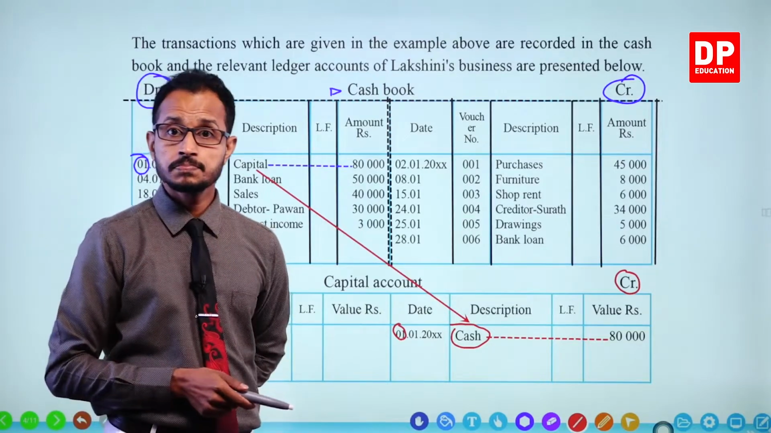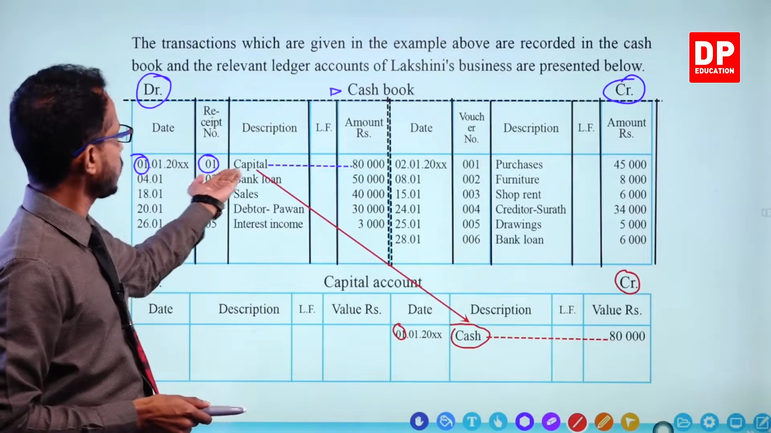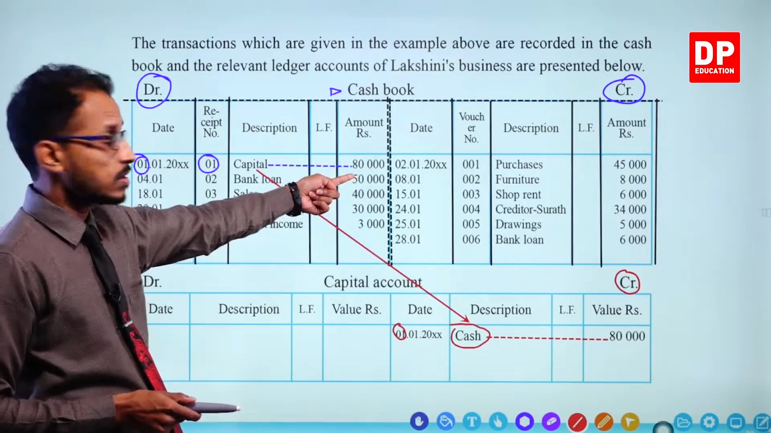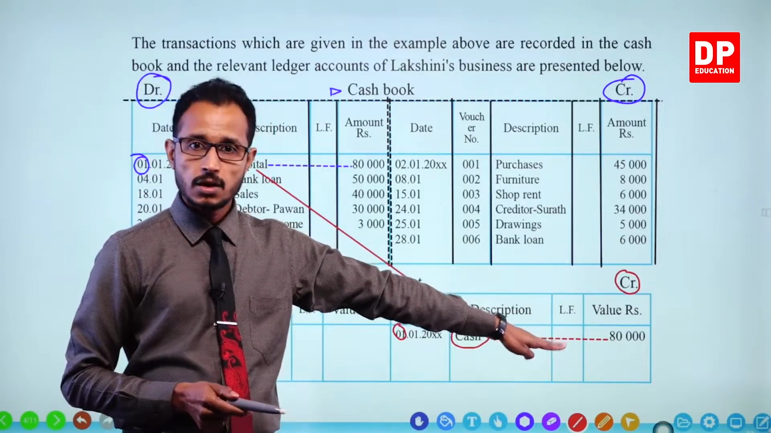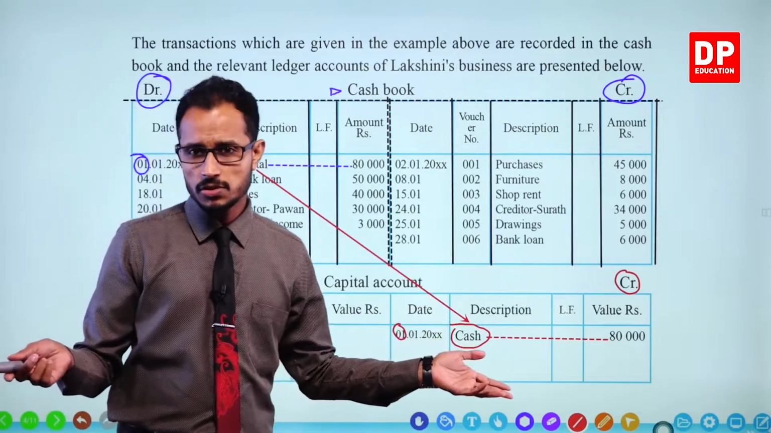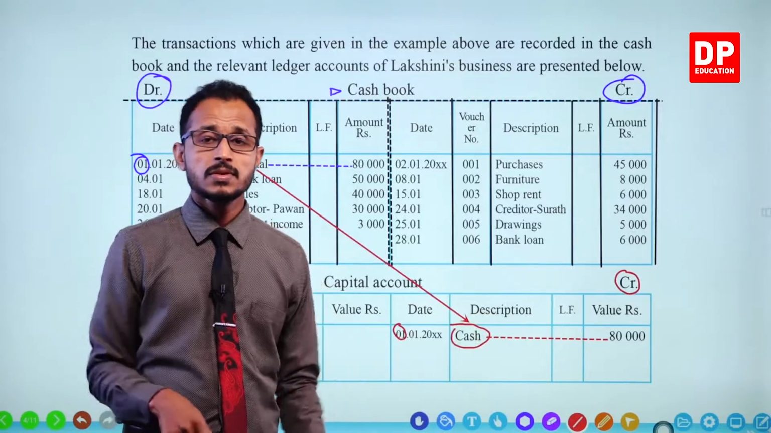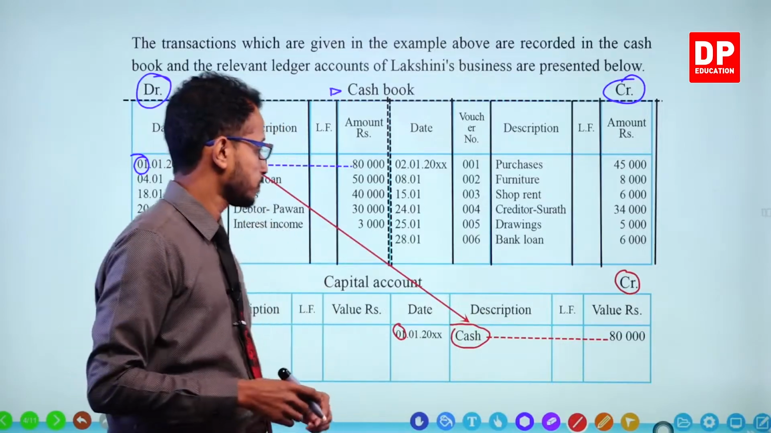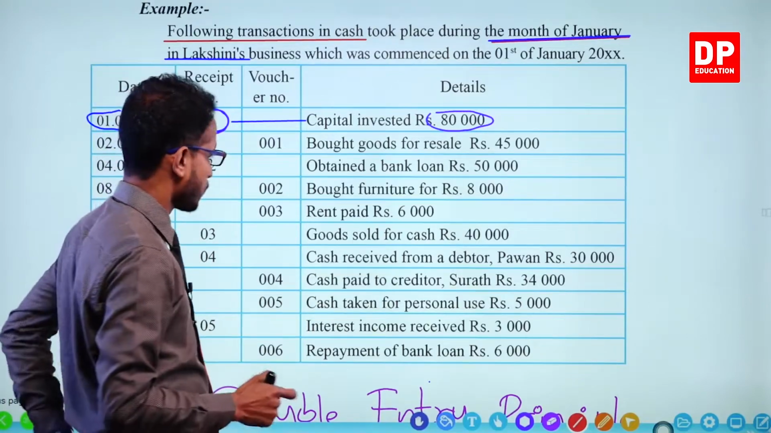That's it. Cash book, debit 80,000. Capital account, credit 80,000. It's simple or not? Very simple. Let's take the next transaction.